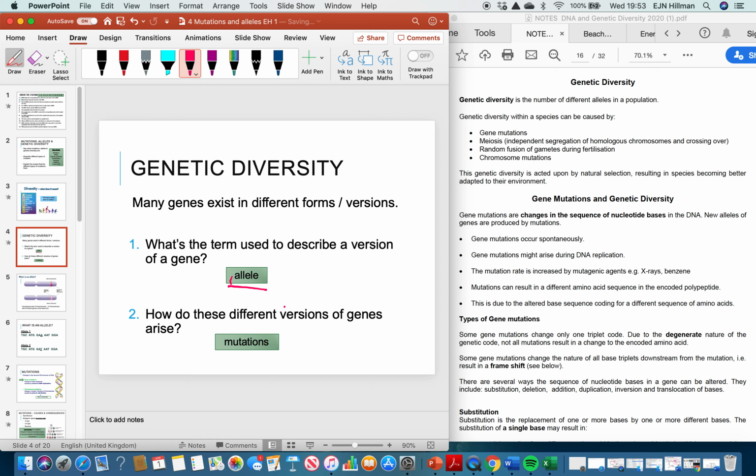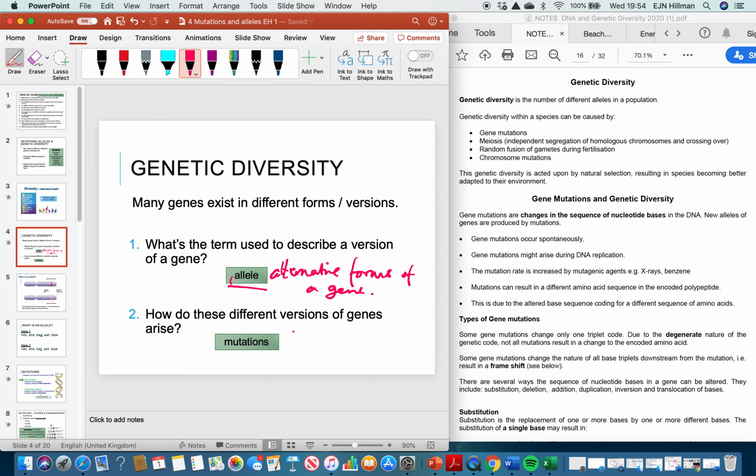They are the alternative forms of a gene. And those alternative forms of genes, those alleles, are created, originate from mutations.